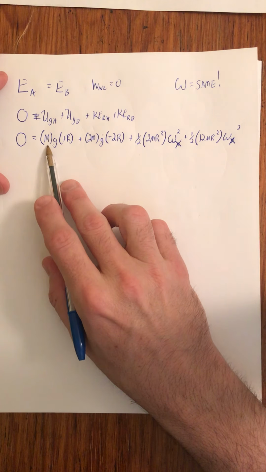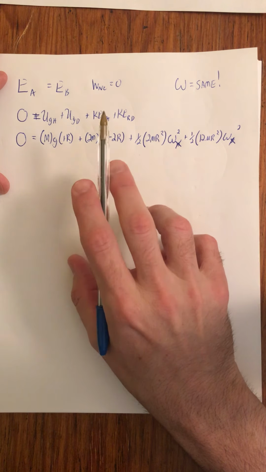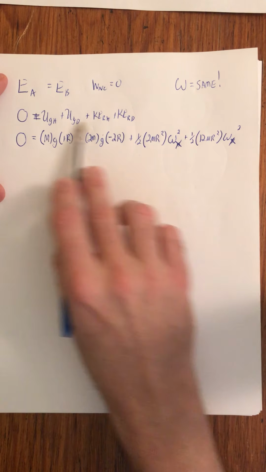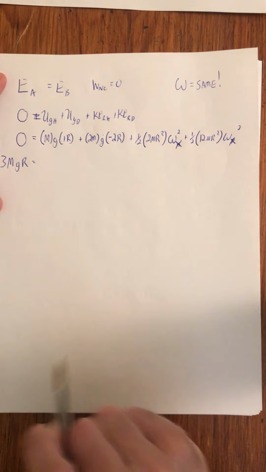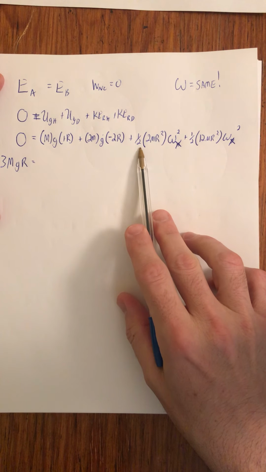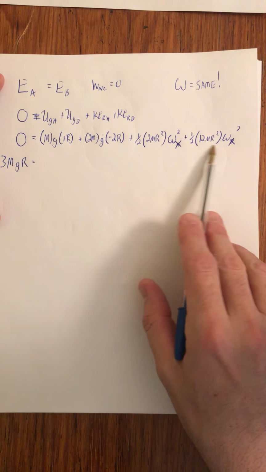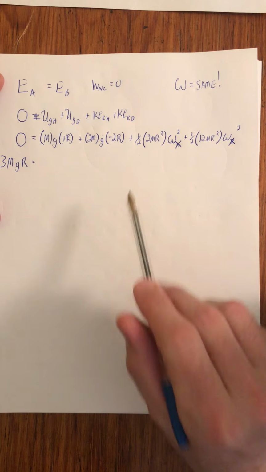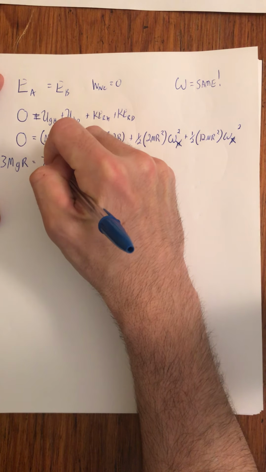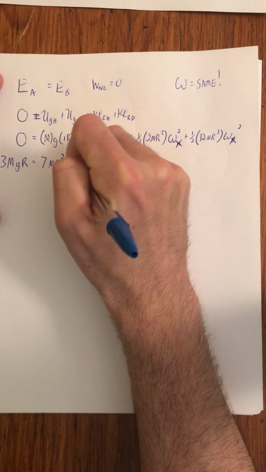I've got mgr, and I've got 4 mgr with a negative, so I'm going to bring that over to the other side. So that's a total of 3 mgr, okay? Here, I've got half of that and half of that, the omega squared. So that's going to be 1 mr squared, and this is 6 mr squared. So this is going to be 7 mr squared omega squared.